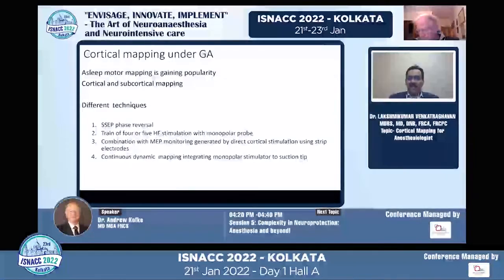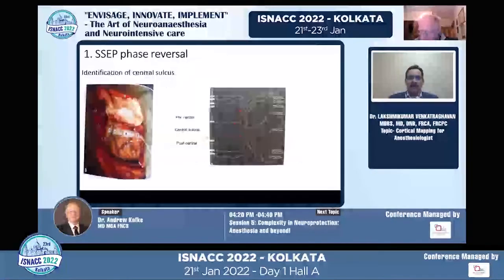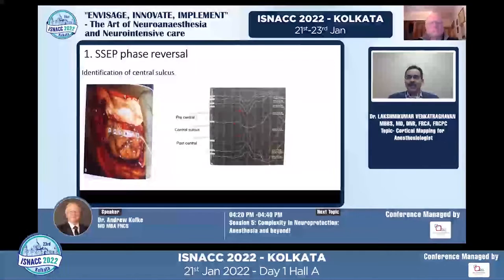The first is the SSEP phase reversal. The second is the train-of-four or five high-frequency stimulation. The third is a combination of classical motor evoked potential monitoring in addition to direct cortical stimulation. And the fourth is continuous mapping by integrating a monopolar stimulator into a suction tip, so as they suction out and resect the tumor, you give continuous feedback to the surgeons. As for SSEP phase reversal, I think most of us are very familiar with it.